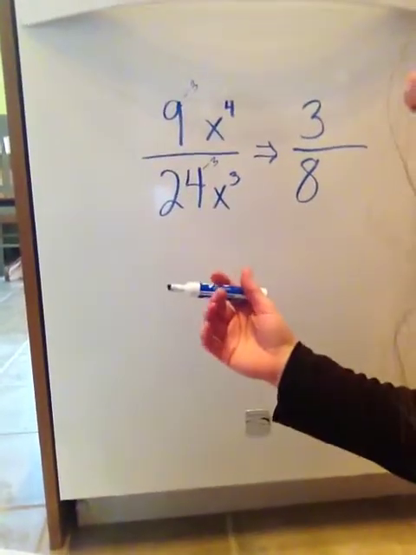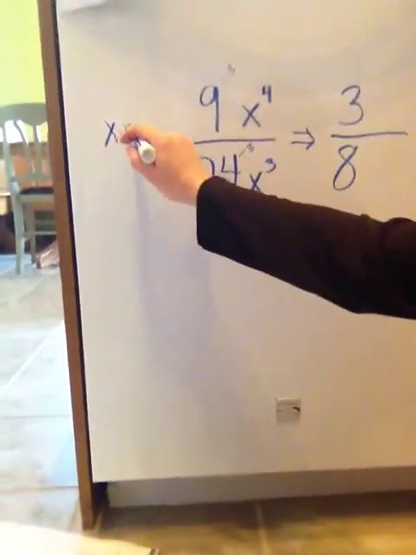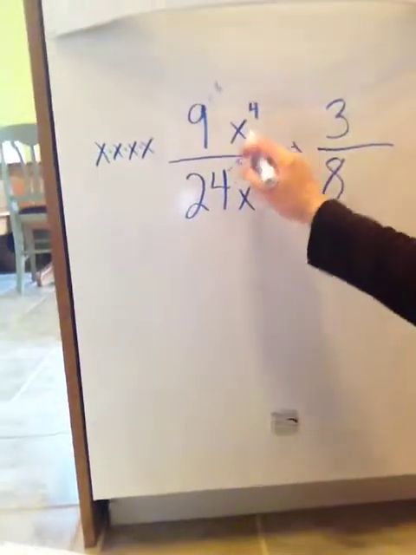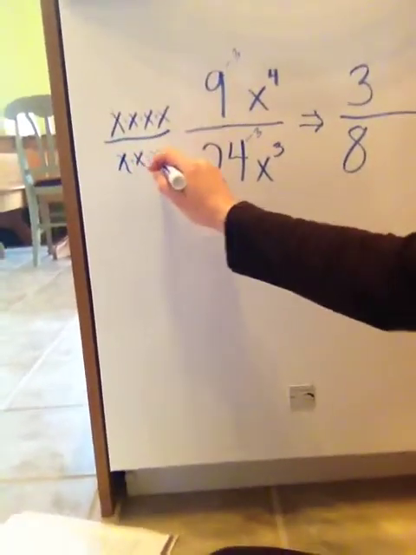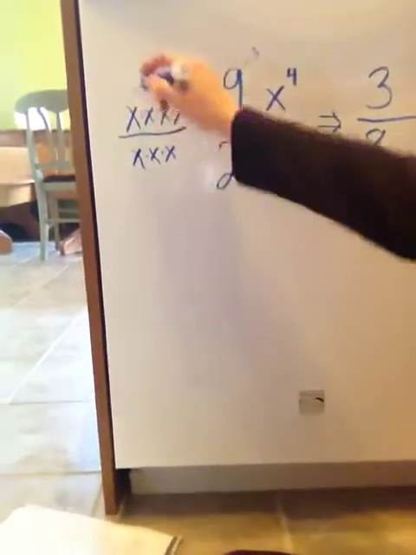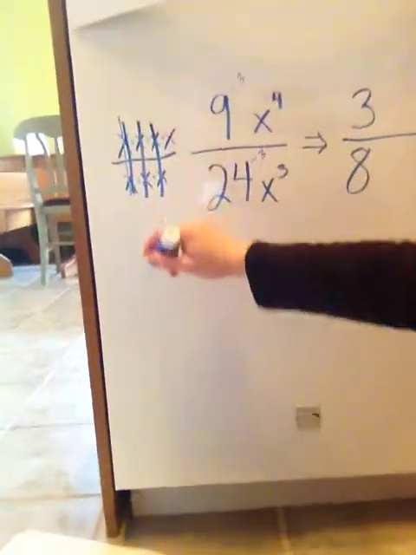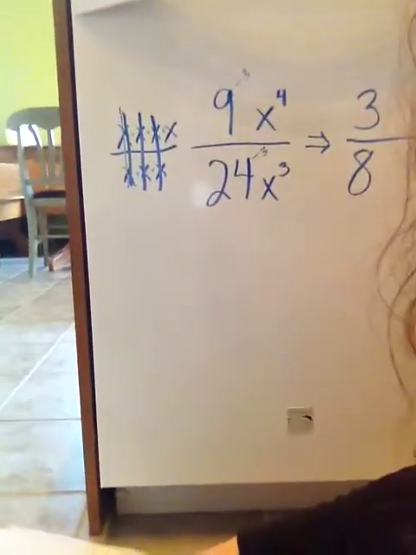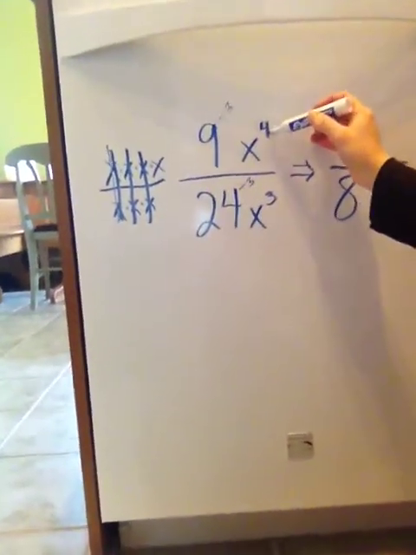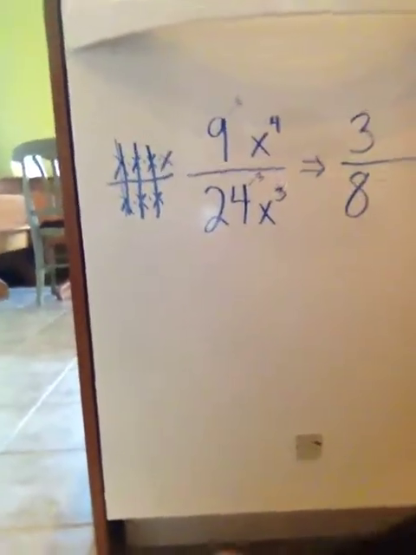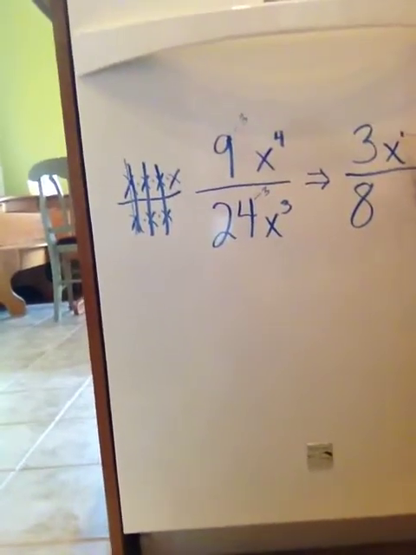If you can't remember that, try to visualize it: x times x times x times x, that's x to the 4th, over x times x times x, that's x to the 3rd. These make a 1, these make a 1, and these make a 1. Those all cancel out, leaving us with just this lonely x, which is what we get if we subtract 4 minus 3, which is 1. So we end up with x to the 1st power.